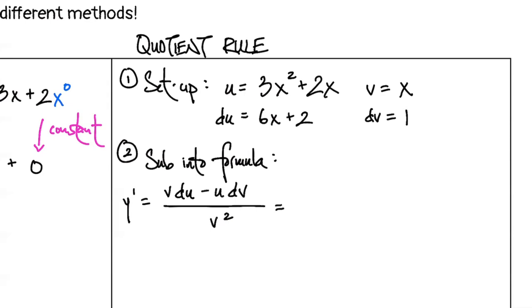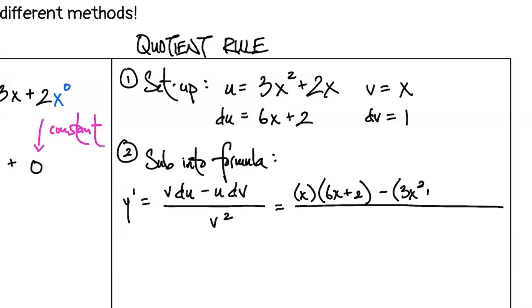And so all we're going to do is take the terms that we have above and plug them into our formula. And we're going to be really careful about that. So our v is x. Our du is 6x plus 2. Minus u is 3x squared plus 2x. And dv is 1. The denominator is going to be v squared, or in this case, x squared. Okay.